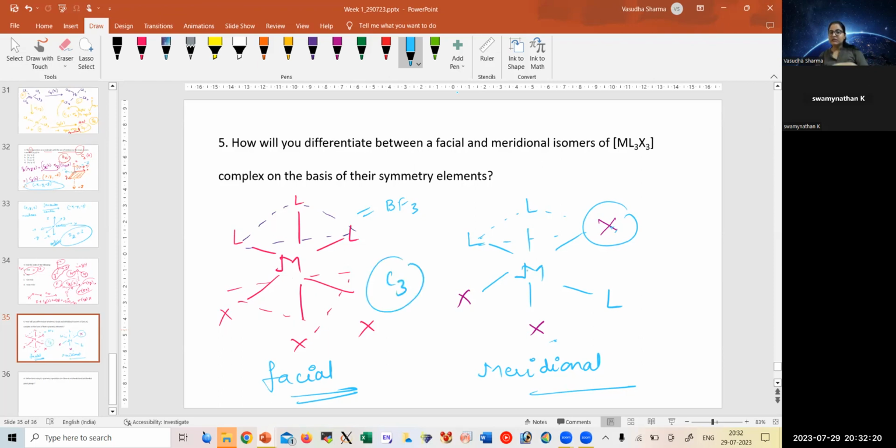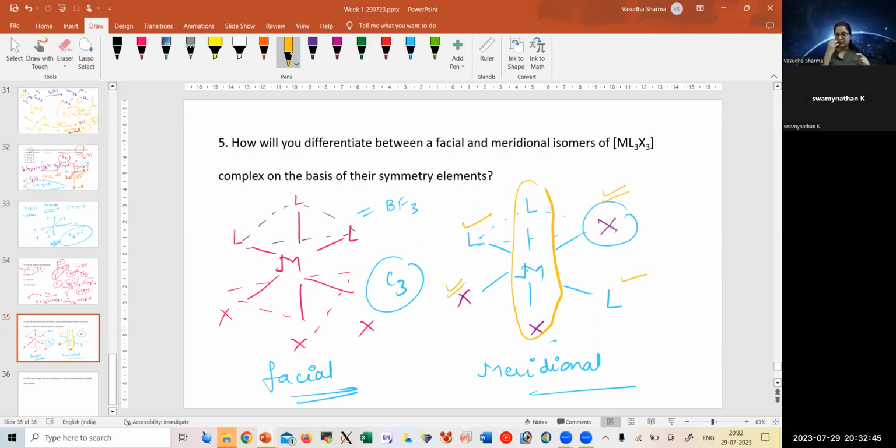Yes, ma'am. In the meridional one, if I take an axis which is passing through this L, M and X, this L is reflected by, or rotated 180 degrees to, the other adjacent one, the opposite one, and this X would be replaced by the other X, which I have marked as double T.